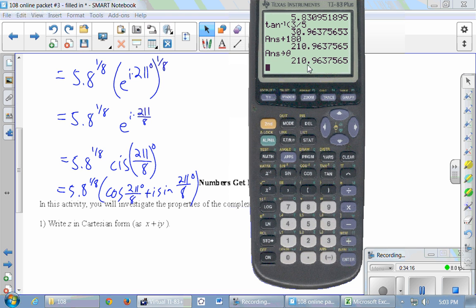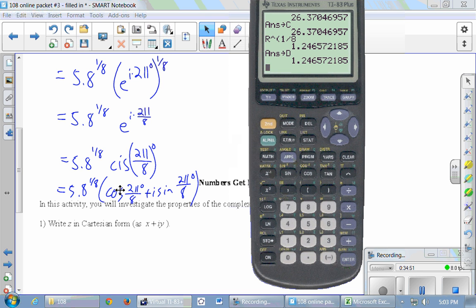Now we want to take that theta and divide it by 8, and we want the cosine of that and the sine of that. So let's store that as c. That's the 211 over 8. And then we need the 5.8 to the 1/8, so we can do that over here. The 5.8 was r, so we do r raised to the 1/8. That's the number in the front, 1.24 and change. Store that as D. I hope you're keeping track of all these letters.